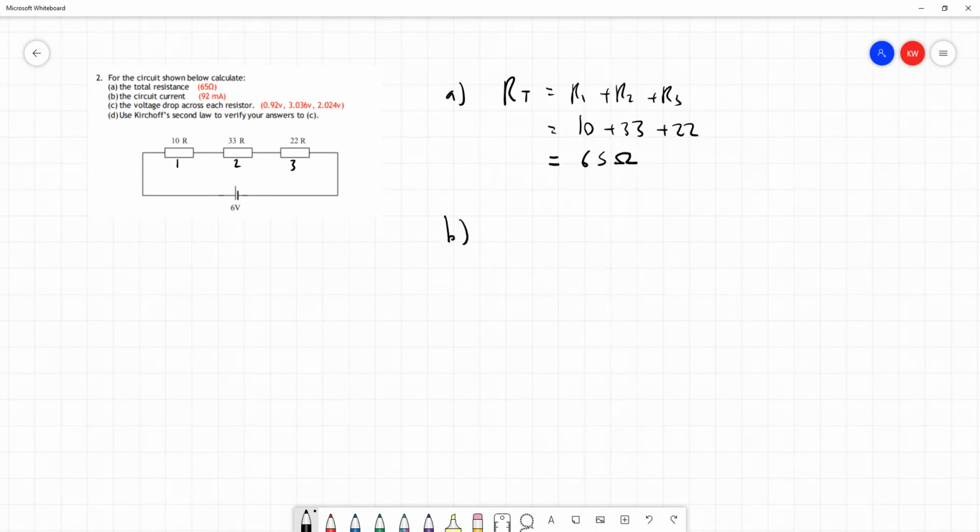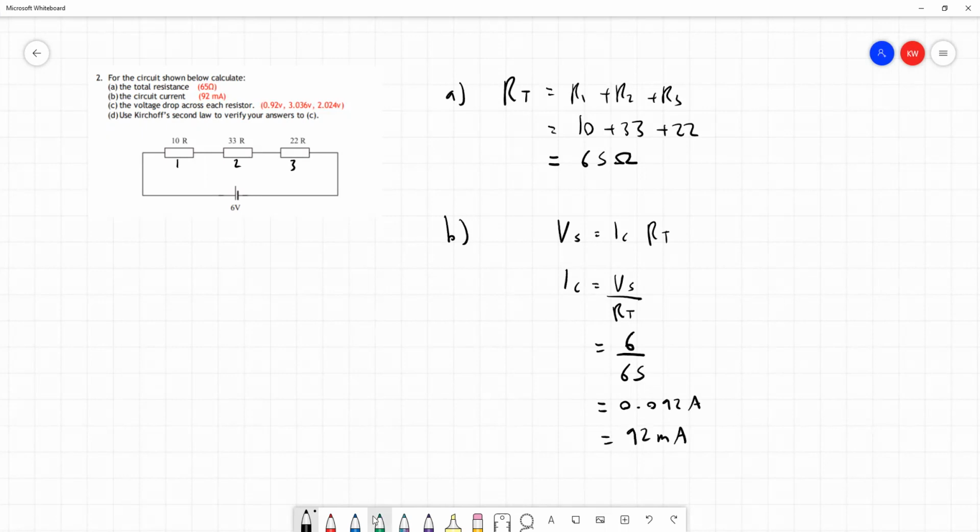Part B, we're asked to find the circuit current. So as was the case in question 1, the total supply voltage is equal to the circuit current times the total resistance. The circuit current, therefore, is equal to the supply voltage divided by the total resistance. The supply voltage given in the question is 6, so we can put that in there. And in the previous part, we had worked out that the total resistance was 65. Putting this into our calculator gives an answer of 0.092 amps, which can be rewritten as 92 milliamps. So that's part B.